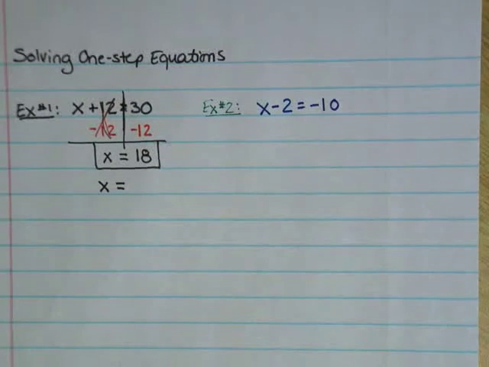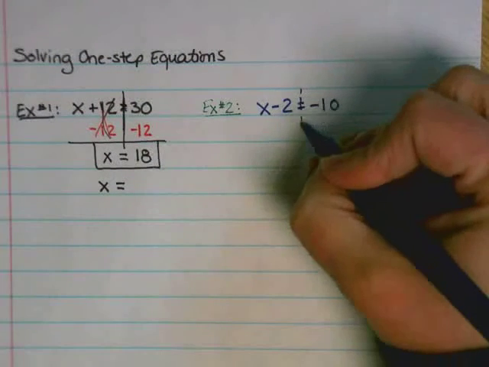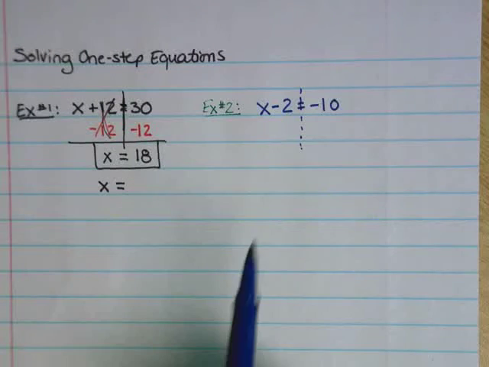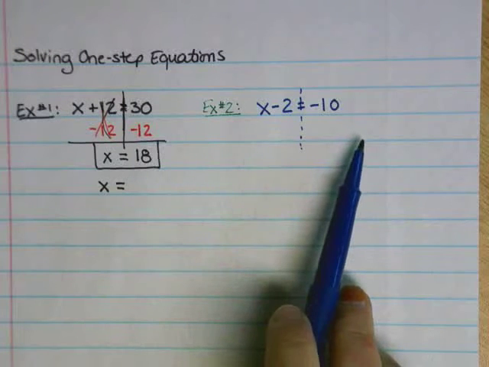So for this one, I'm using that same strategy. I'm just going to draw kind of a dotted line through my equal sign to remind me that whatever I do to one side, I need to do to the other.